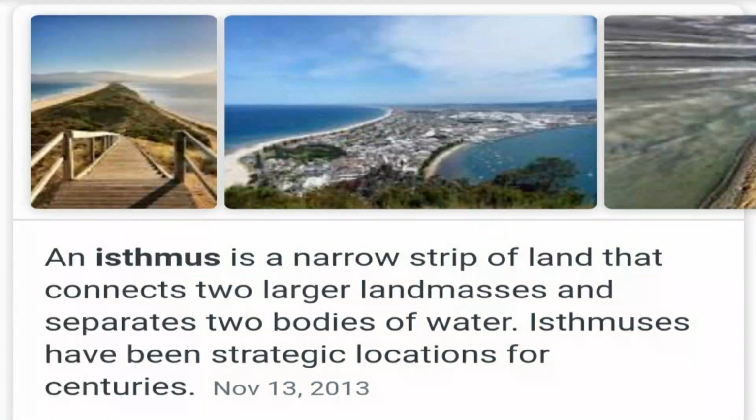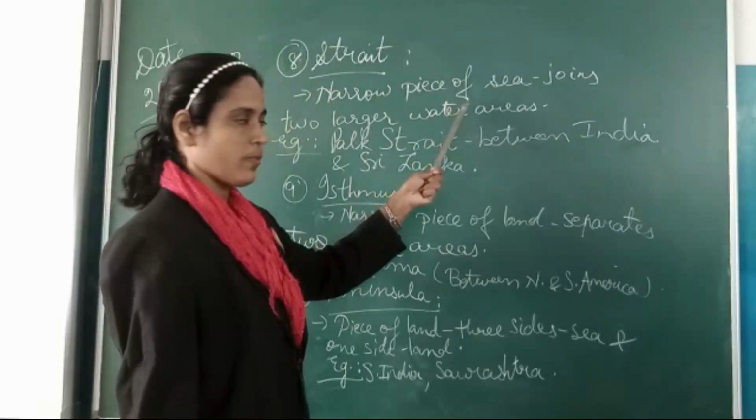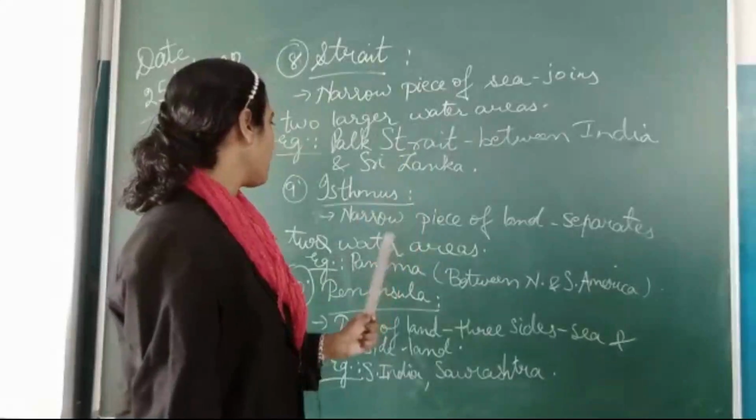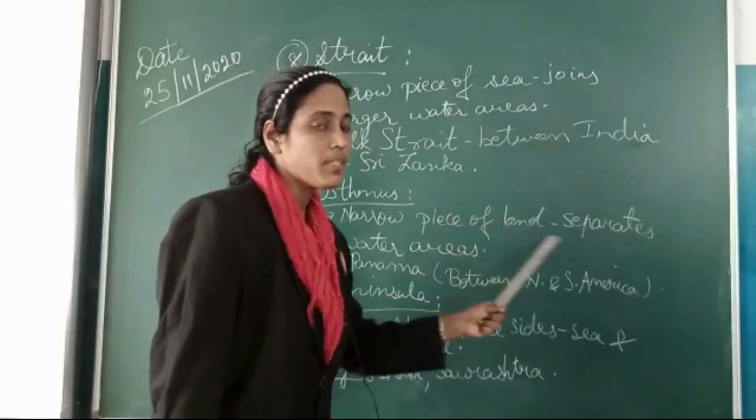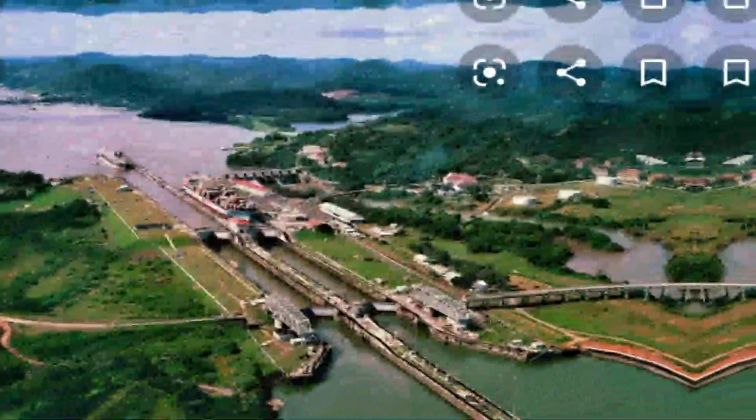The ninth one is isthmus. What is an isthmus? It is a narrow piece of land which separates two water areas. A strait is a narrow piece of sea which joins, and an isthmus is a narrow piece of land which separates two water areas. Example, the Isthmus of Panama between North and South America.